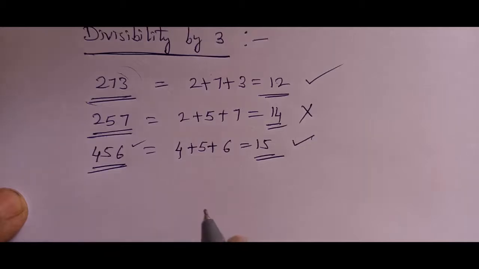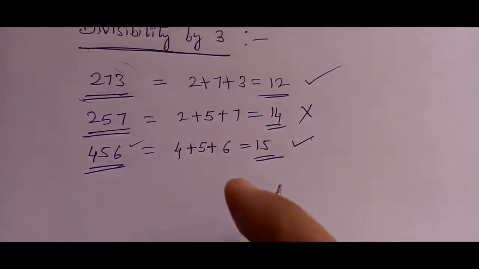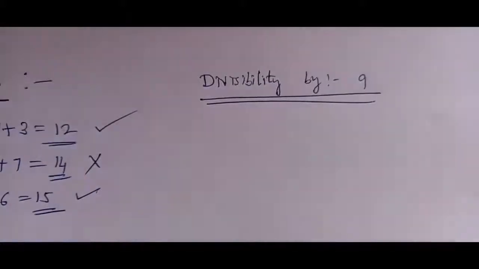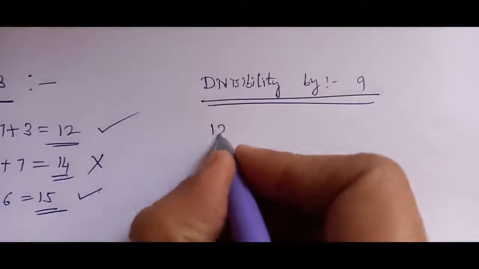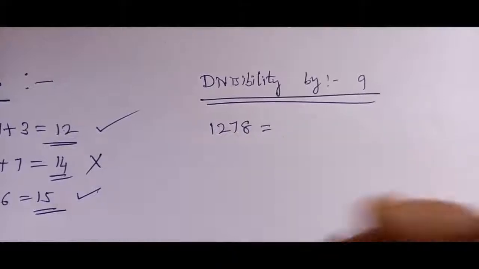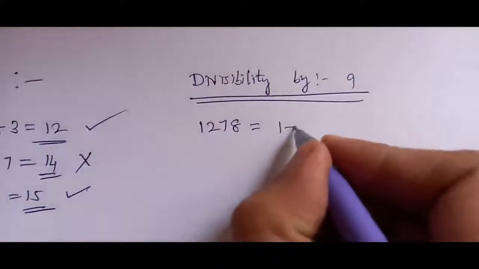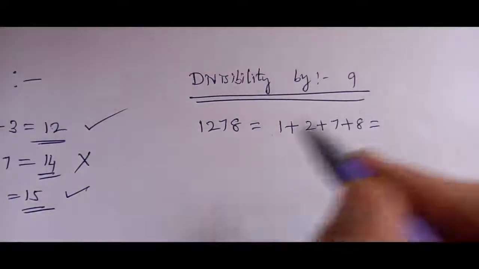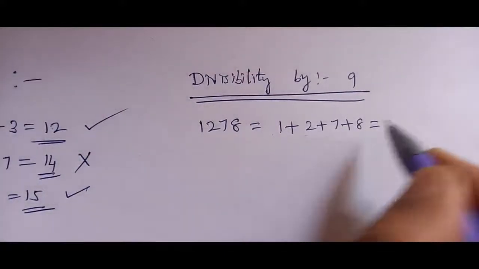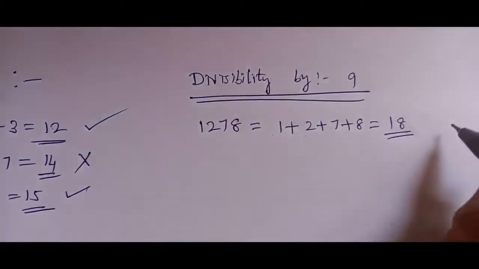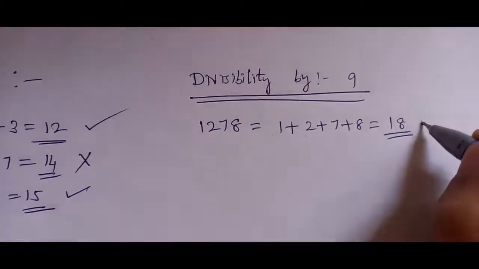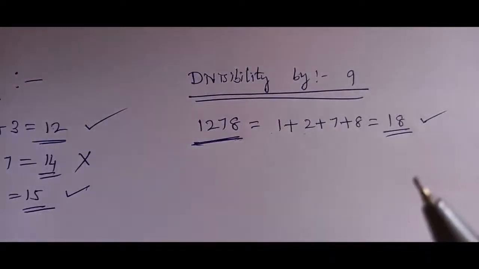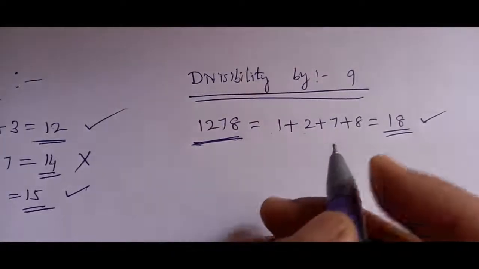divisibility by 9 also same. Let's take one example. For example, 1278. Sum of this number is 1 plus 2 plus 7 plus 8. So how much? 3 plus 7, 10 plus 8, 18. 18 is divisible by 9. So 1278 also divisible by 9.